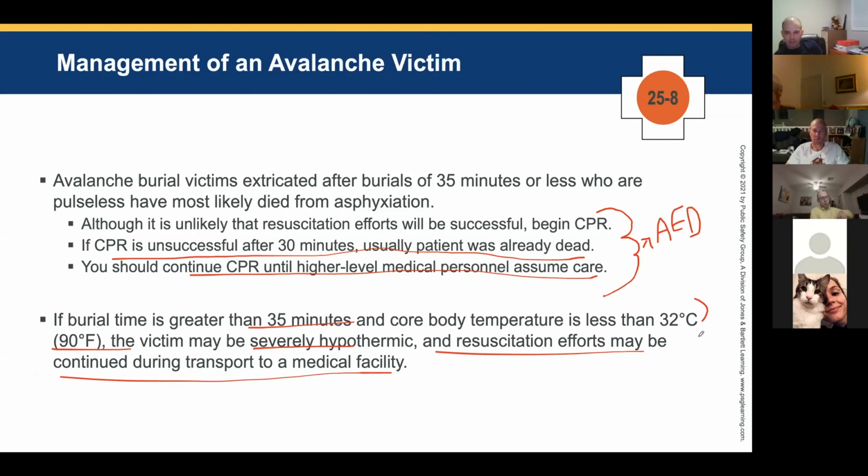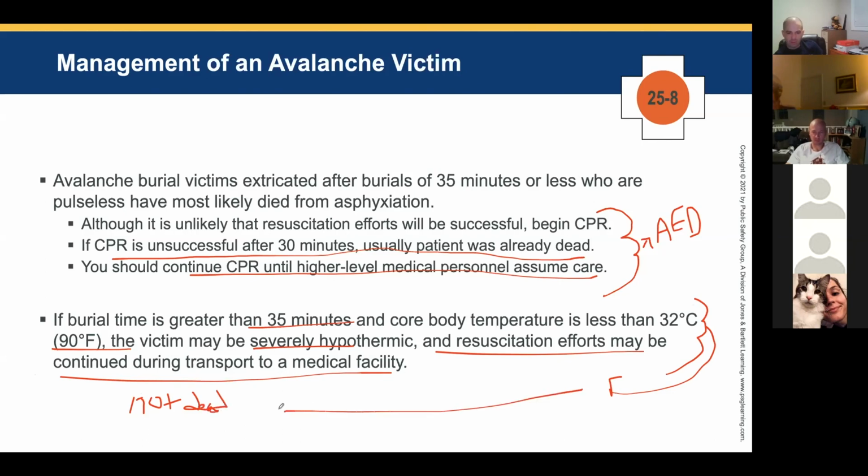Why would we want to continue these medical efforts? What's that saying I keep saying? Not dead until they're warm and dead. Yep, you're not dead until you are warm and dead. So we want to make sure that we rewarm these individuals because they're not dead until they're warm and dead.